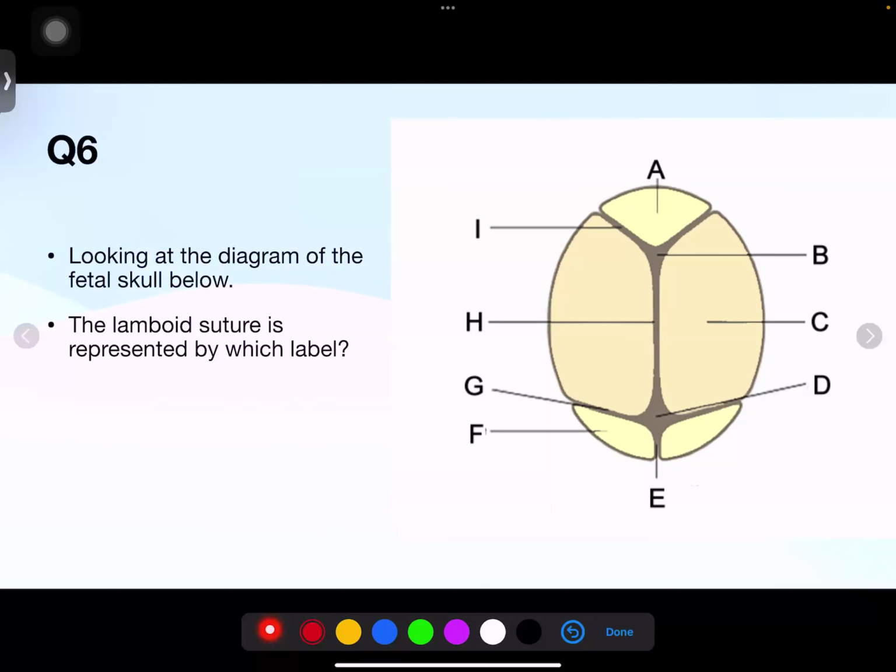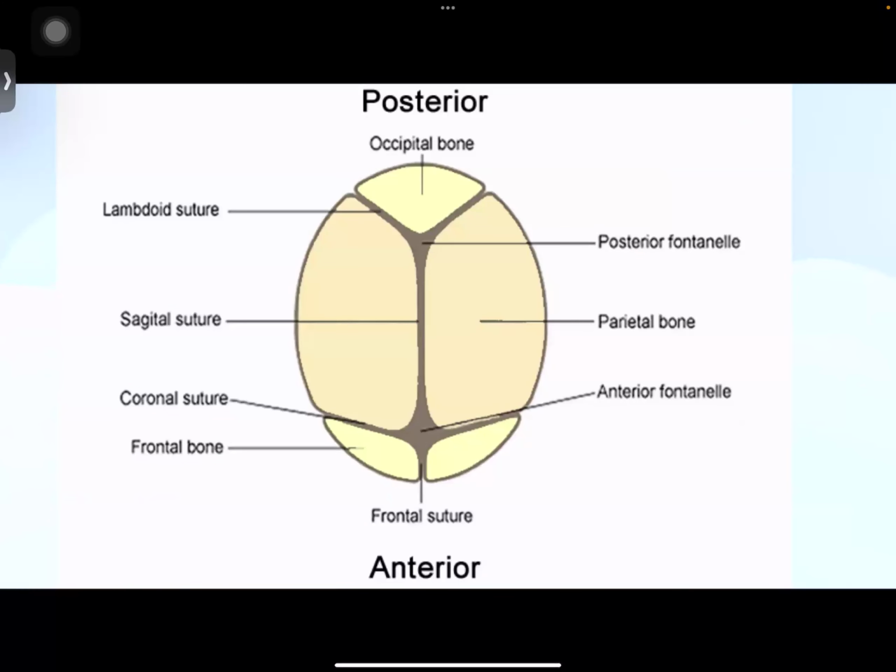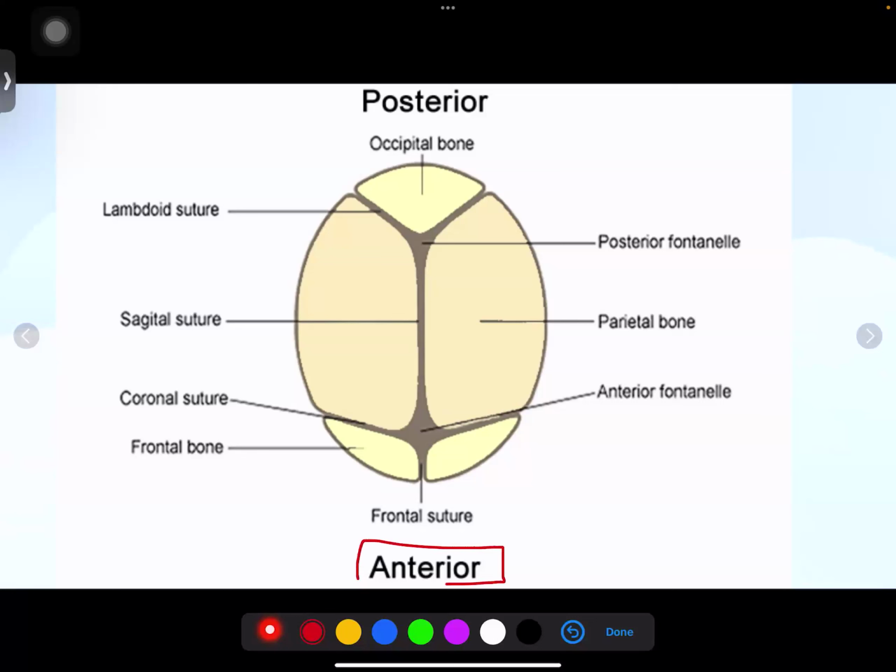The lambdoid suture is represented by which label? This is anterior, this is posterior. See this. This is anterior and this is posterior. So first label the bones. Like this is the right frontal bone, left frontal bone, and this is the parietal bones, and then the last is the occipital bone.